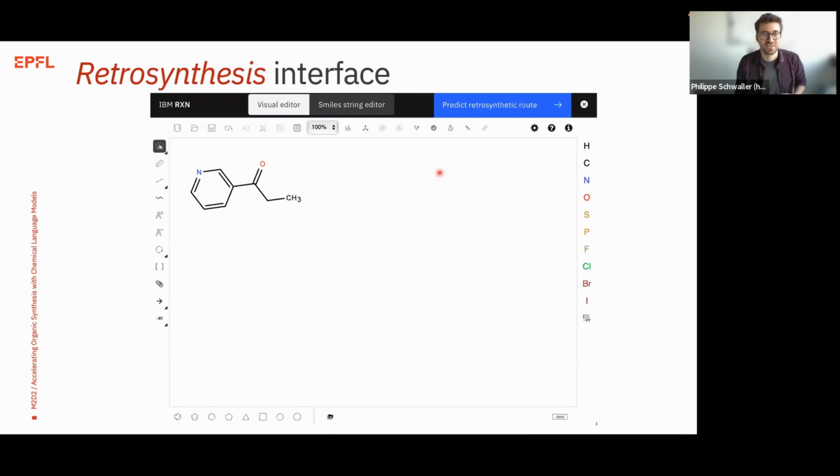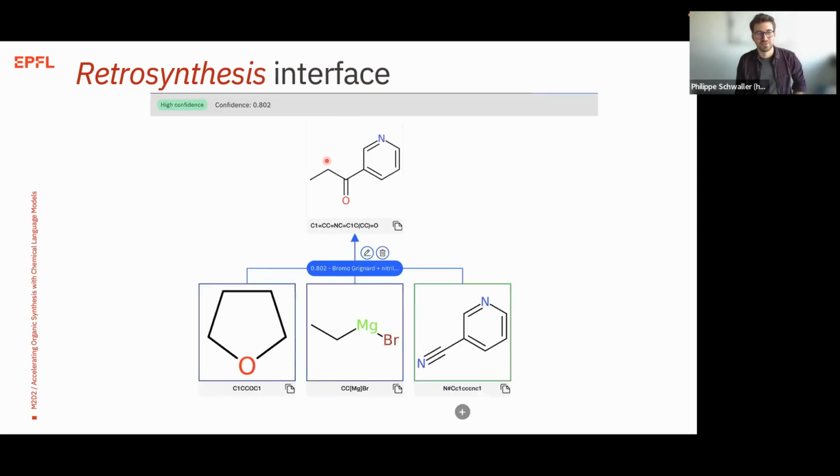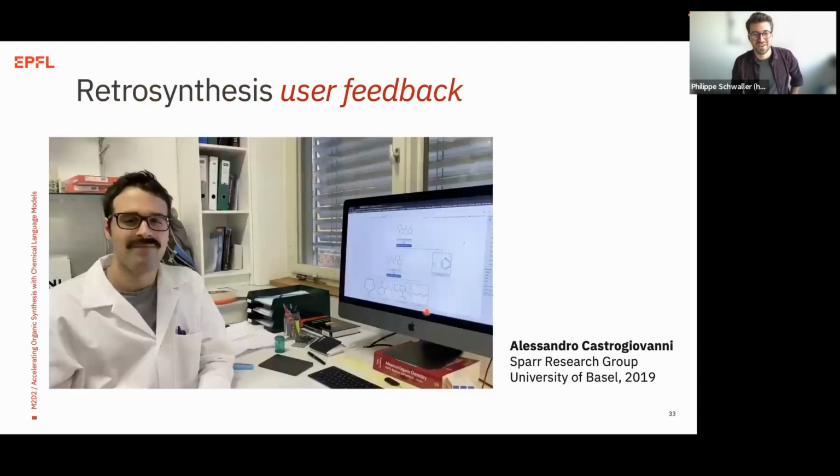Also, retrosynthesis is available as a feature. So for this compound here, the model would, for example, predict the bromo-Grignard reactions, which is totally reasonable. But yeah, let's have a look at some feedback that we got from Alessandro back in 2019.